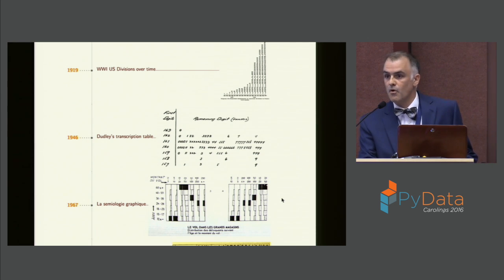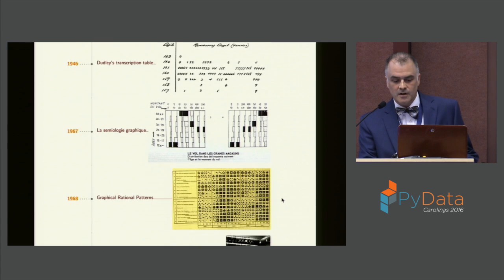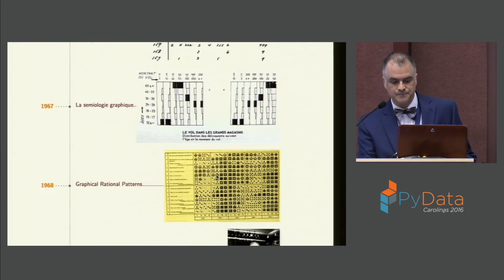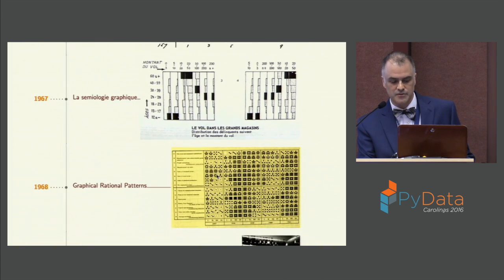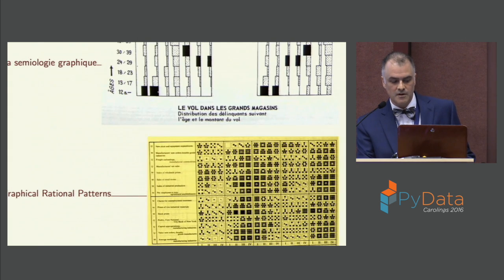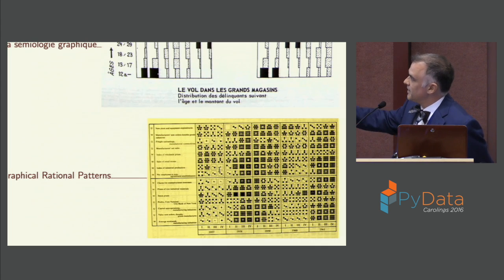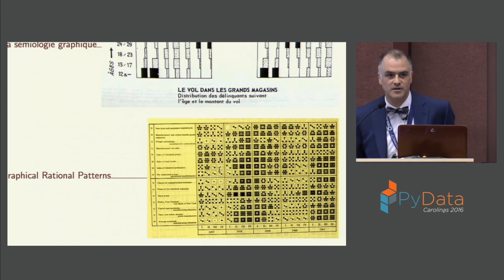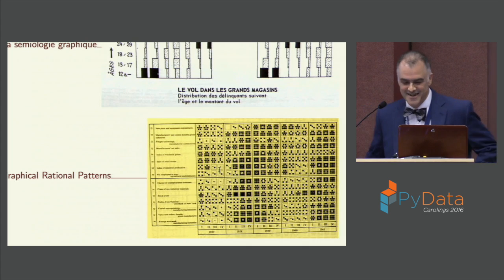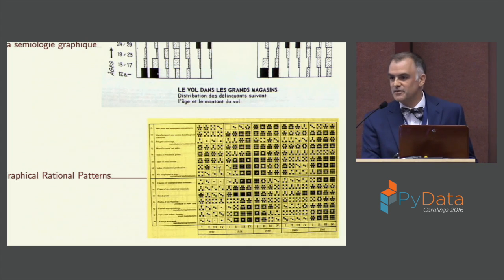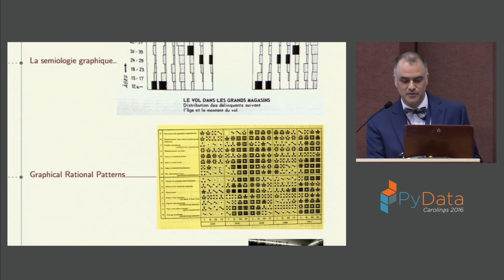But we can also go overboard when we are doing graphics. Roberto Bachi in 1968 introduced this concept of graphical rational patterns. So this is a little harder to read than numbers. Everybody agree? All right. So, I mean, it was an interesting concept, but perhaps taken a little too far.